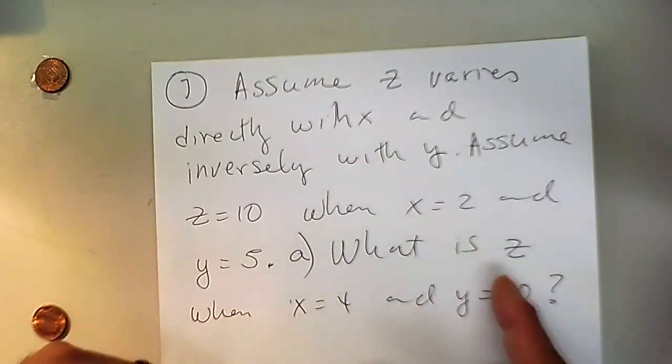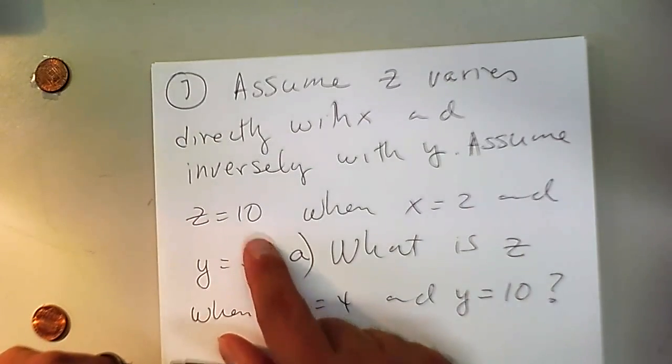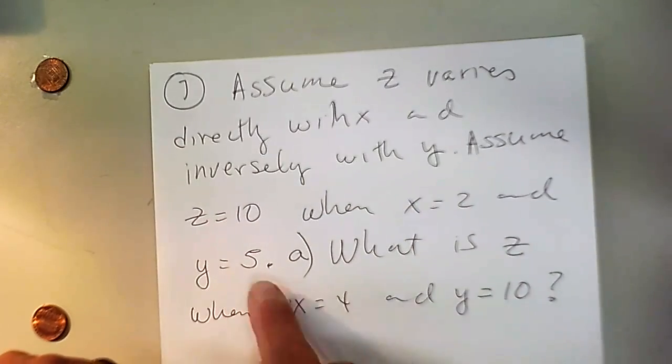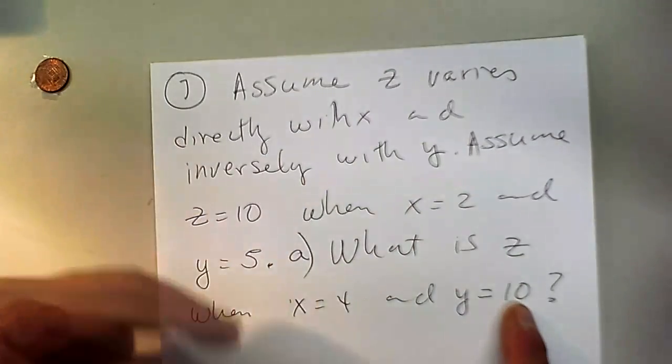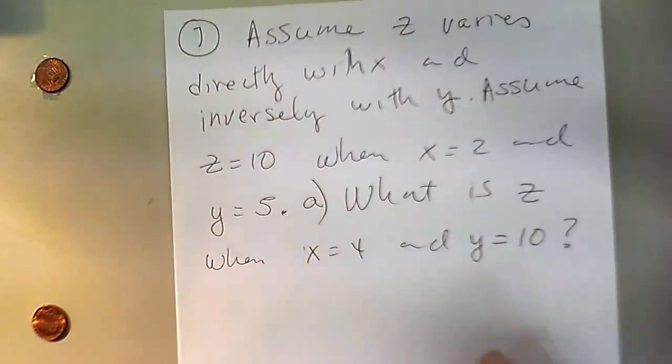So because we double x from 2 to 4, we double the output from 10 to 20. Because we double the y from 5 to 10, we have to divide by 2 the 20 we got, back to 10. So the answer is 10.